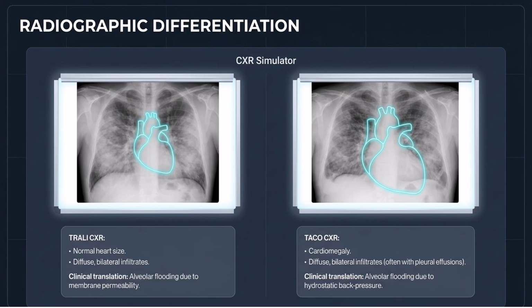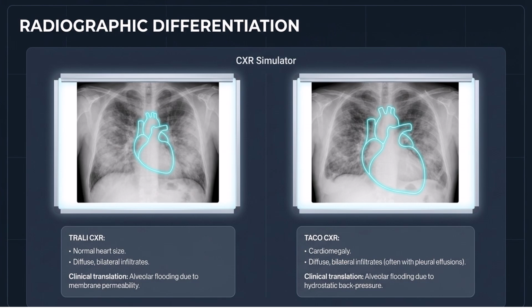You can see diffuse bilateral infiltrates, that is a batwing or butterfly pattern, sometimes described with these words. So you can see bilateral fluffy non-homogeneous infiltrates extending from the perihilar region outwards. There is no pleural effusion typically. In clinical words, we can say the infiltrates present are alveolar flooding from the capillary leak. This is a protein-rich edema fluid like ARDS, not cardiogenic.